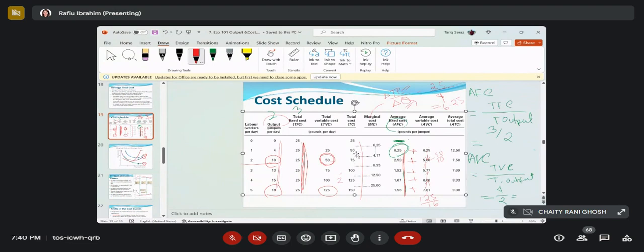And there is one more thing here, which is this output. Okay, so in your exam the level of output will be given, otherwise you won't be able to find out any of this. So labor will be given, workers will be given, output will be given, and say per unit cost or fixed cost will be given. So then you will be asked to find out the rest of the variables.